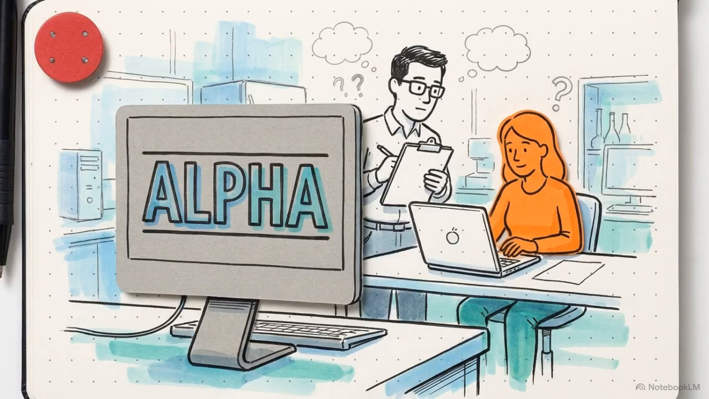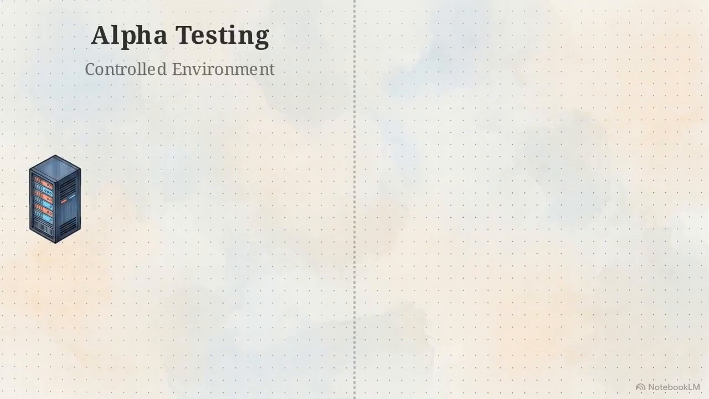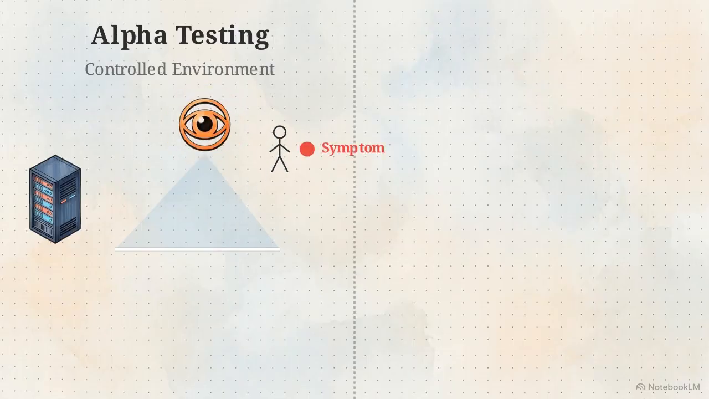To safely harvest these user symptoms without ruining a product's reputation, developers use phased testing environments, starting with the alpha test. Look at the split-screen model. On the left, the alpha environment is a controlled setting at the developer's site. Notice the observer icon. The developer watches the user interact. If the user deviates from the path, the observer logs the resulting symptom.